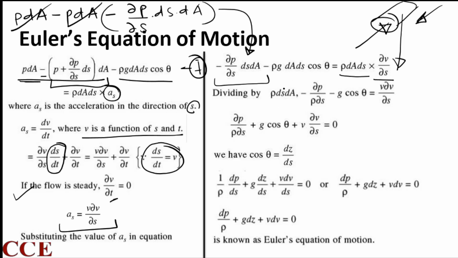If we divide this equation, we know that there is something common. So rho dA ds can be said to be common. Dividing this equation, it becomes minus ∂p/(rho ∂s) minus g cos theta is equal to v ∂v/∂s. Rewriting this equation, ∂p/(rho ∂s) plus g cos theta plus v ∂v/∂s is equal to 0.